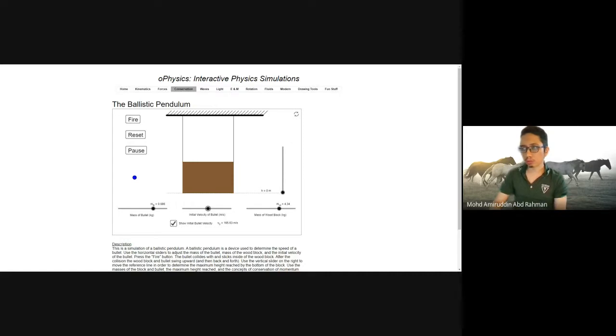So do not tick the check box. Leave the initial velocity as an unknown first. So you untick that, and over there you will not be shown the initial velocity. Then press the fire button. Once you press fire, the bullet will be fired into the box.